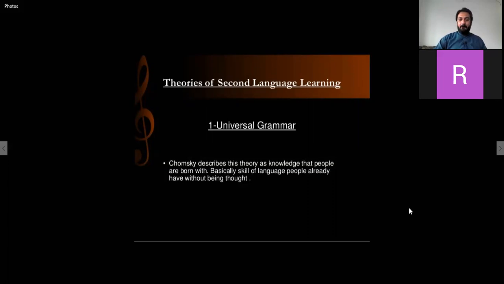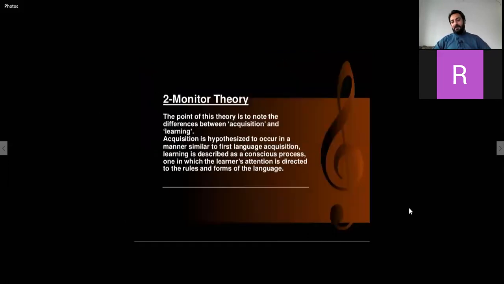Next is monitor theory. Monitor theory means that the learners have to acquire or learn the second language through proper attention and proper focus. They are given instructions and they follow those instructions, they practice them, and in this way they learn the rules. This theory is called monitor theory.